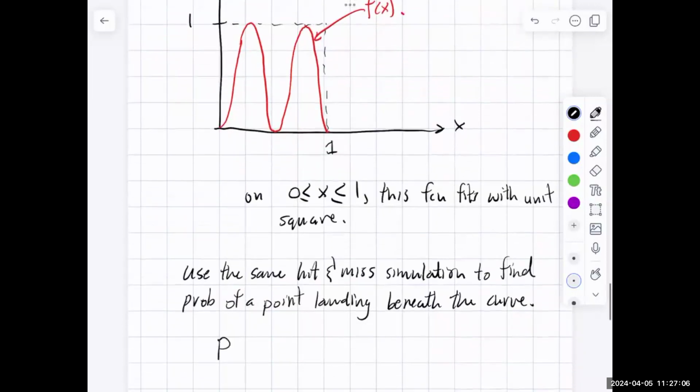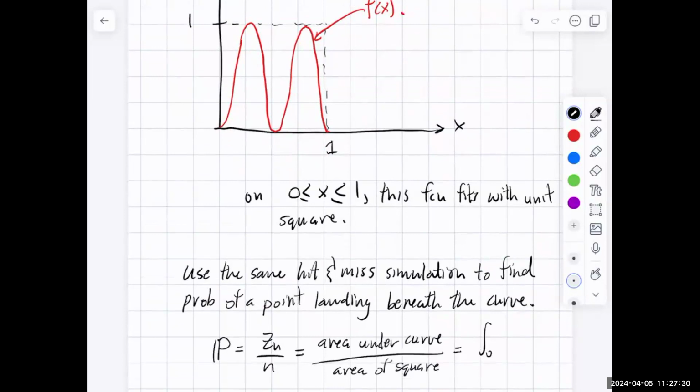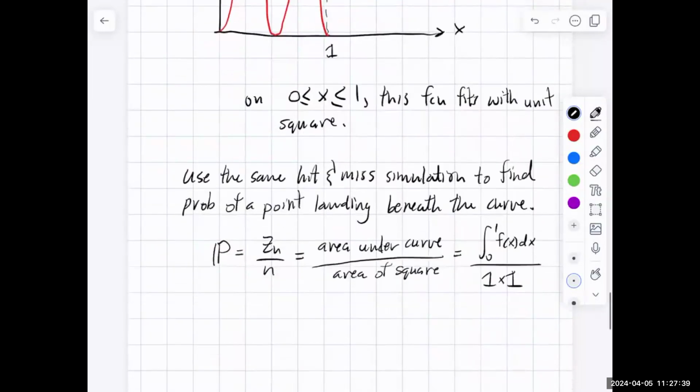So our probability would be the number of hits divided by the number of trials, and that's equal to the area under the curve divided by the area of our square. In this case, the area under our curve is the integral from 0 to 1 of f of x dx, and the area of our square is just 1 times 1. And so therefore, this integral is just equal to the number of hits divided by the number of trials.